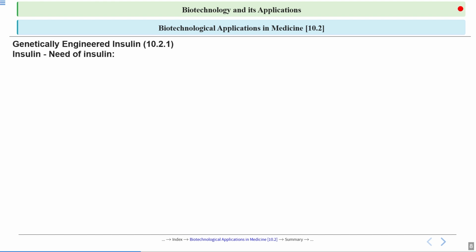So what is the need of this insulin? Adult onset diabetes could be managed by taking insulin. So what is this adult onset diabetes? There are two kinds of diabetes. One is insulin resistance, and in the other, it's not that the body is insulin resistant, but that insulin can't be produced.